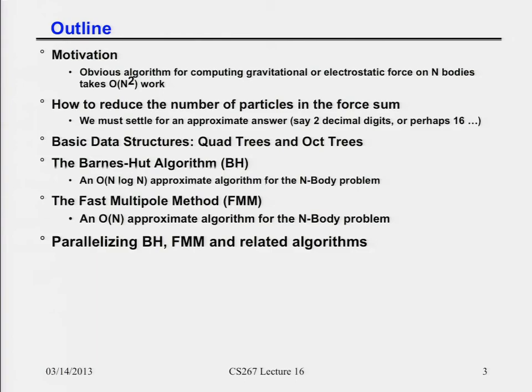We're going to have to settle for an approximation. The first algorithm that was discovered will get you a couple of decimal digits. But if you do Barnes-Hut, you can get more. Maybe you'll have to settle for 16 digits, but that's good enough for most purposes. But it's still an approximation.